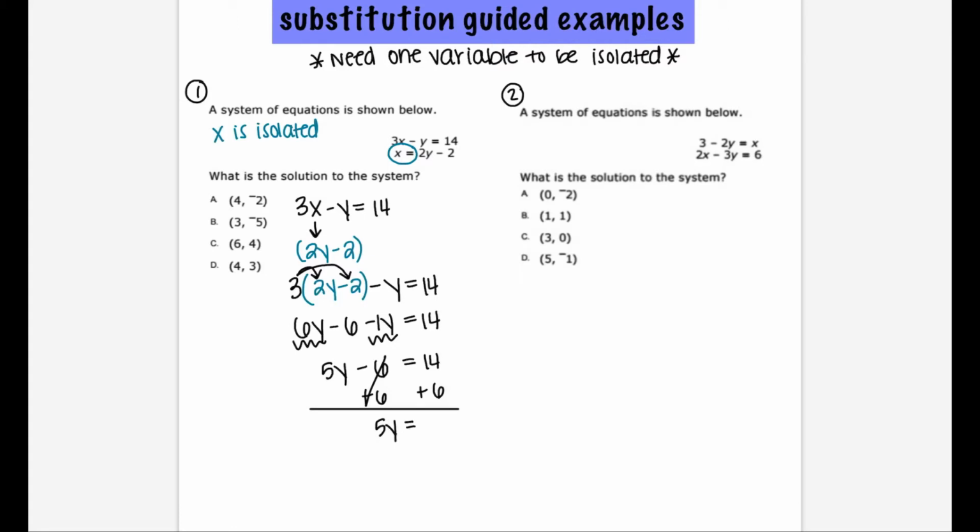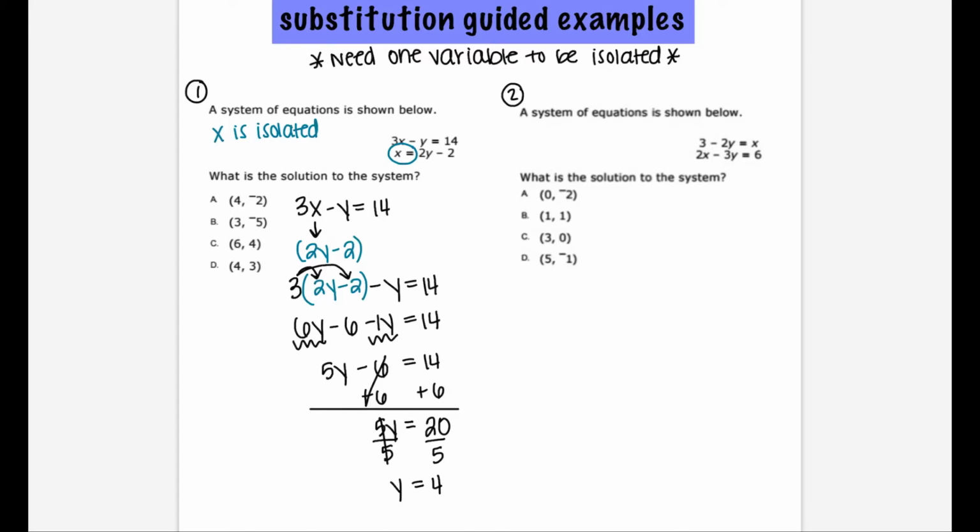So that eliminates. And we have 5y equals 14 plus 6 is 20. And finally, we're going to divide by 5 on both sides to get y by itself. 5 divided by 5 is 1. So we get y equals 20 divided by 5 is 4.